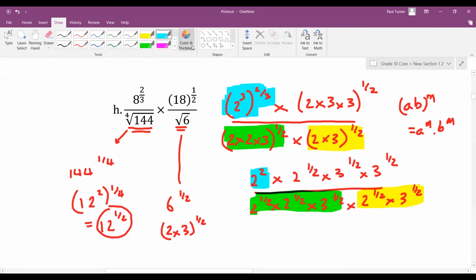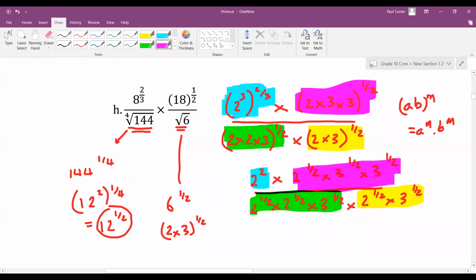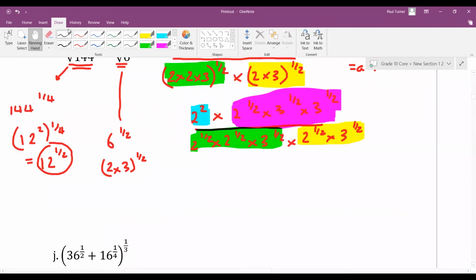And let's do purple for that one. It's a bit dark, but that's this one here. Can you see that? So they're all broken down to smaller pieces. I don't like that purple, so I'll get rid of that. Can't read it.